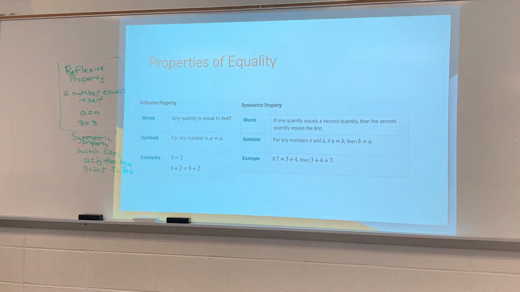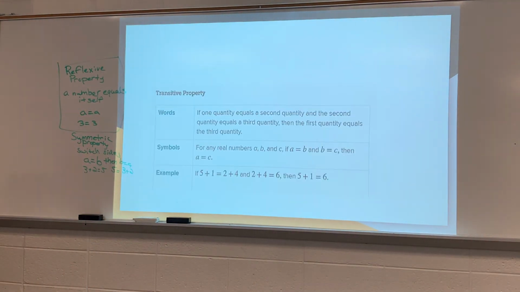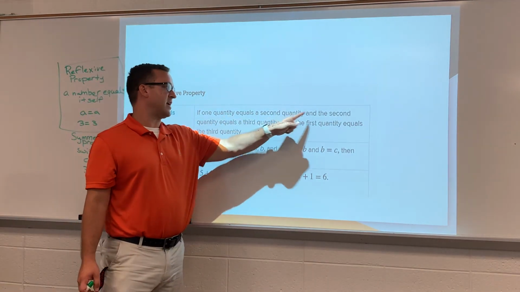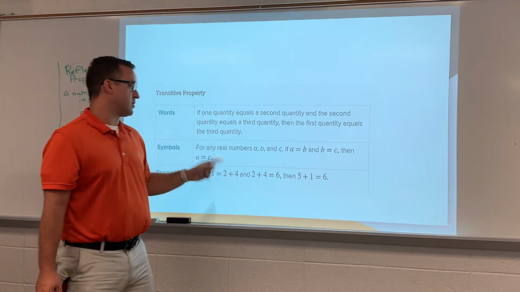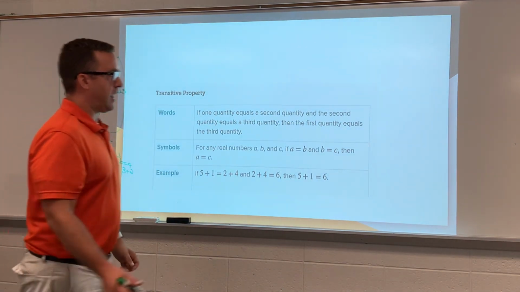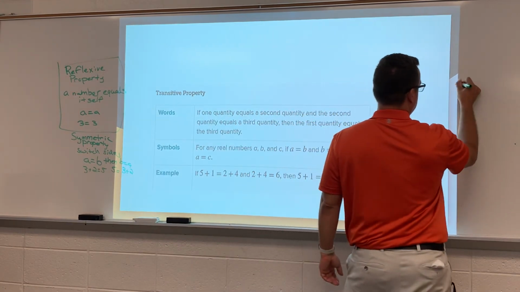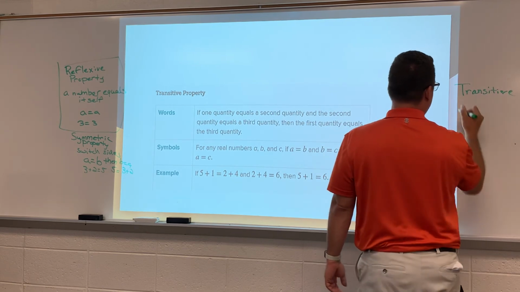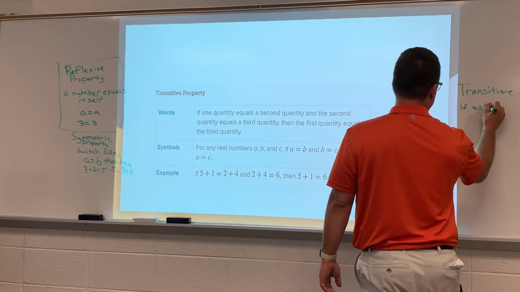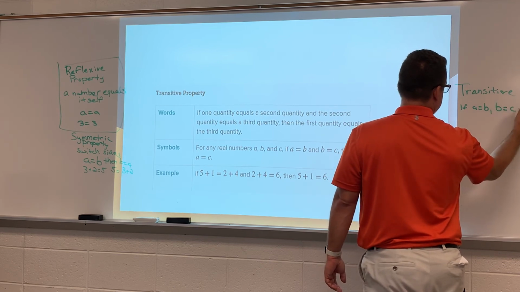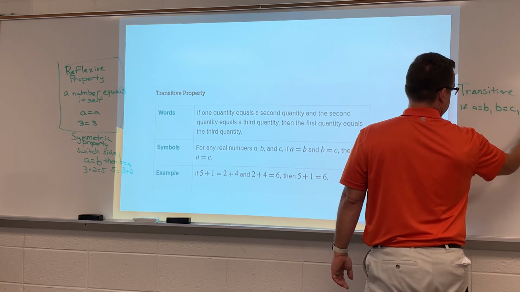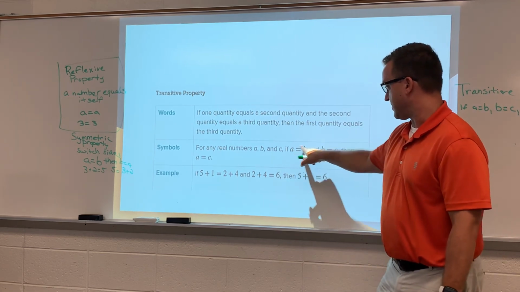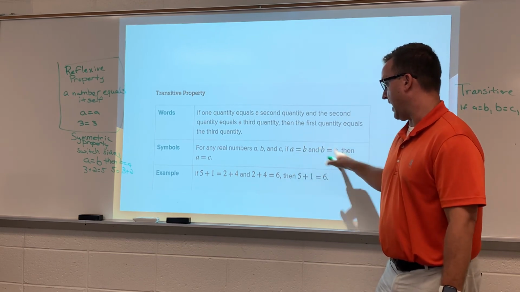And then there's one last property that we're going to talk about. It's called the transitive property. So if one quantity equals a second, and the second equals a third, the first equals a third. And I'm going to write this over here. I'm just going to put if A equals B and B equals C, then A equals C. So that's what it is in symbols. If A equals B and B equals C, then A equals C.